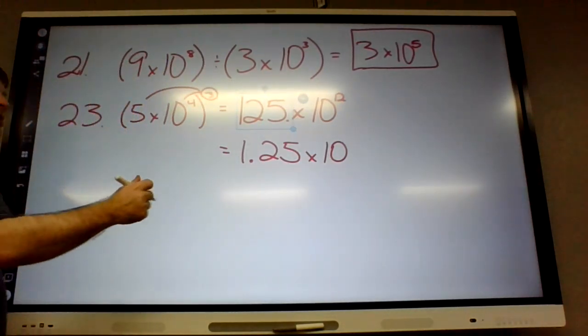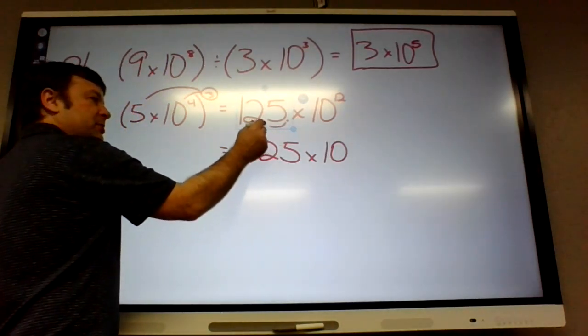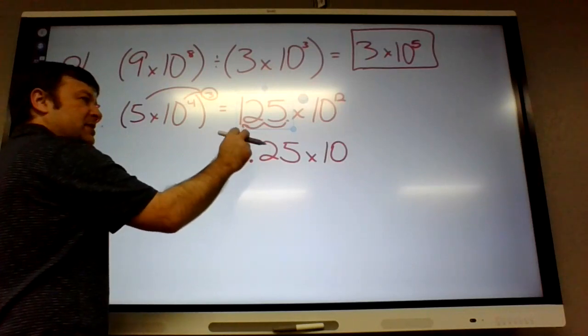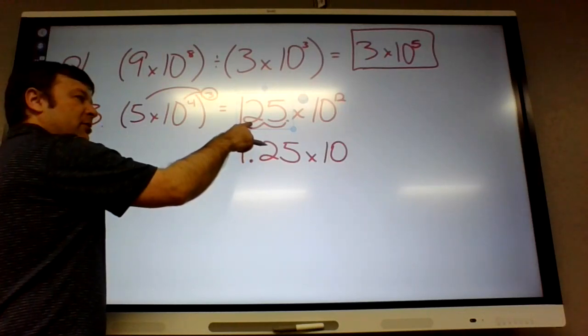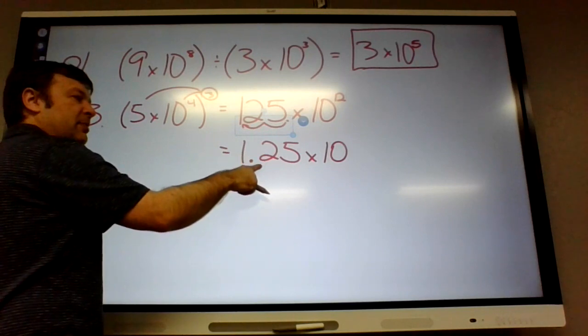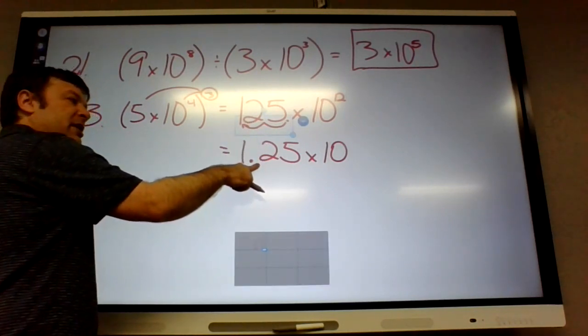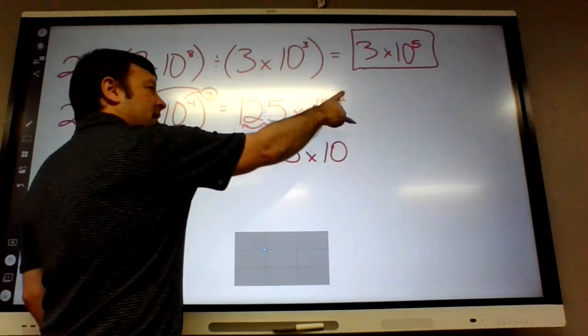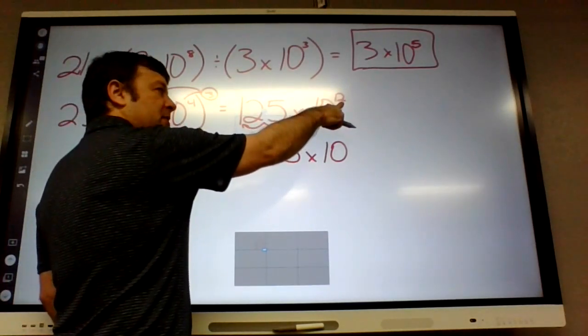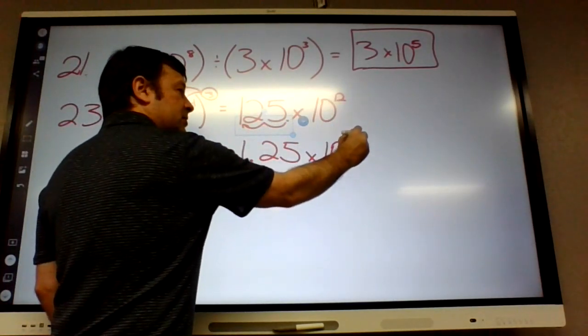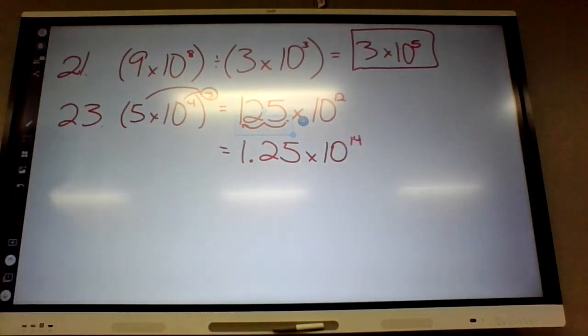When I moved the decimal to the left 2 spaces, did I make the number smaller or bigger? I made it smaller. It went from 125 to 1.25. So to make up for it, I have to make this 2 steps bigger. So 12 becomes 14.